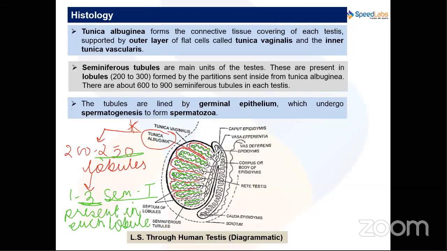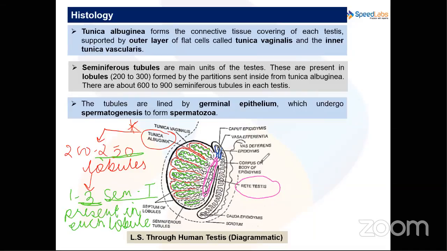Now you can see that from the seminiferous tubules, you have another structure coming up, which is like a net kind of a reticulum kind of structure. This is called rete testis. The sperm has been formed inside the seminiferous tubule. Then it comes to the rete testis, which is a network of tubes.